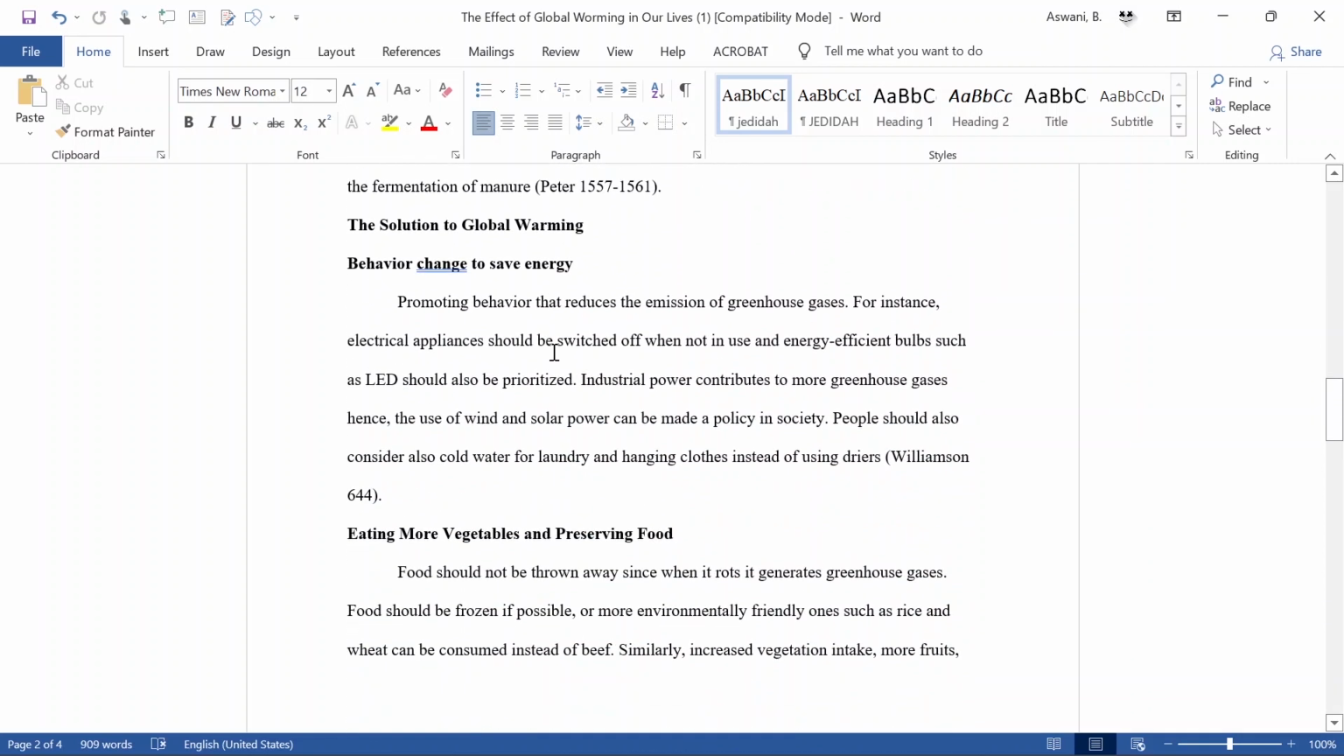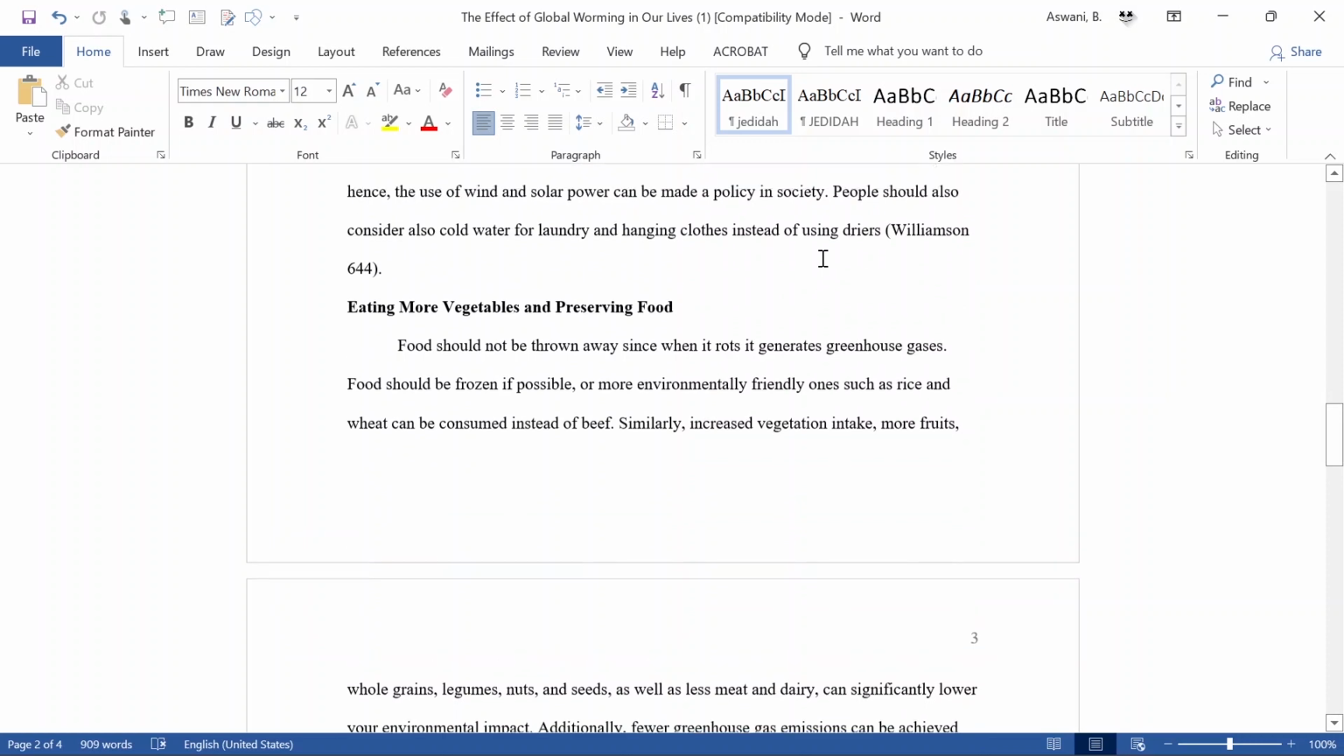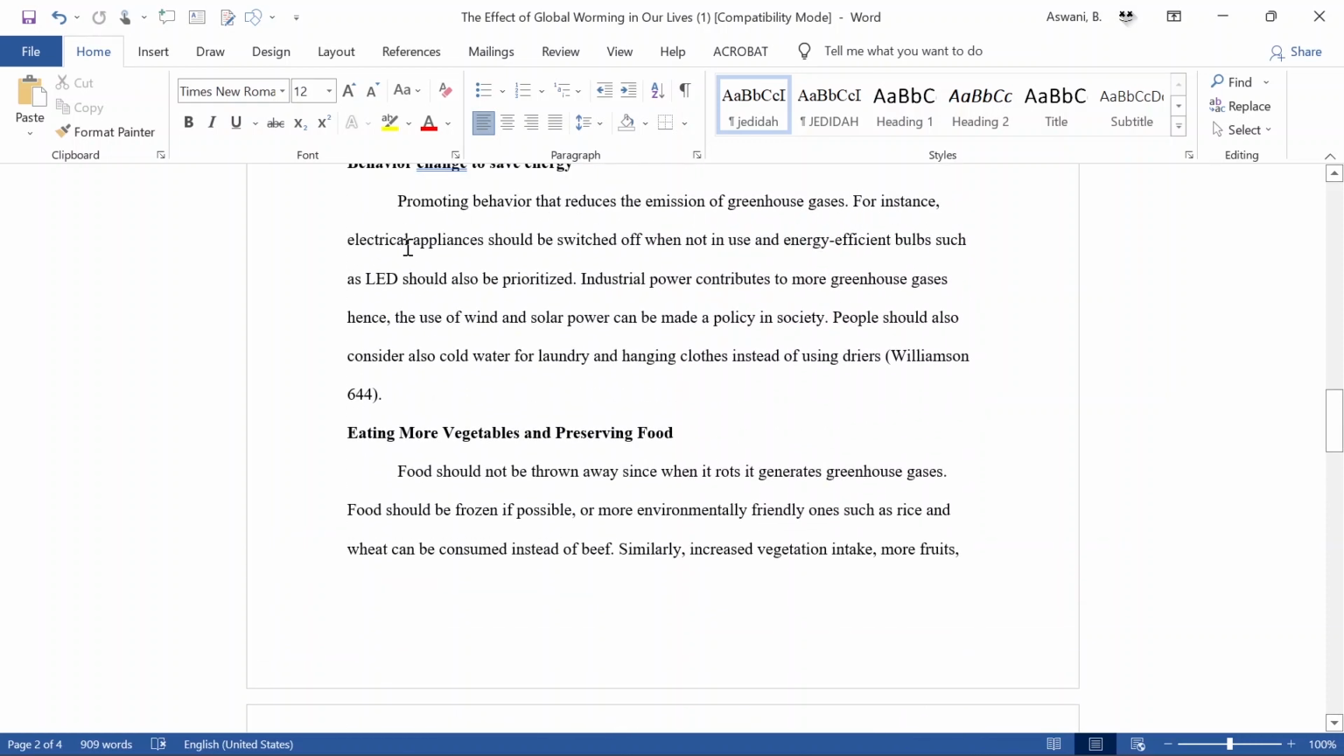I'm trying to look at, so if you look at this, for instance: "Electric appliances should be switched off when not in use, and energy efficient bulbs such as LED should also be prioritized." If you look at this, "be switched off by," so this is passive voice. So introduce the by, the who. Who is switching? So maybe this person should have said, "For instance, people should switch off electric appliances." We know it's people we are talking about. People are the ones switching off electric appliances when not in use, and energy efficient bulbs such as LED should be prioritized. Should be prioritized by who?